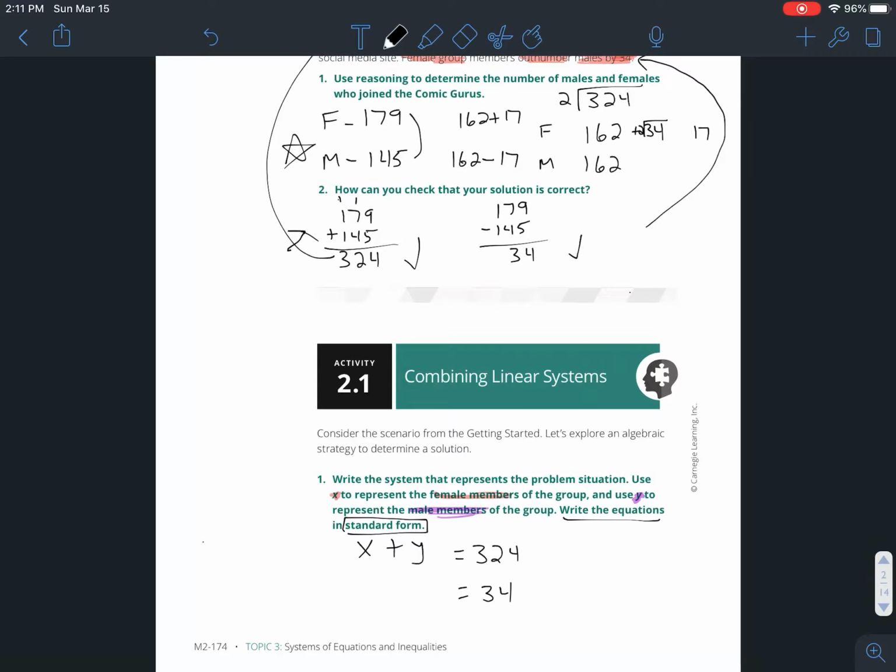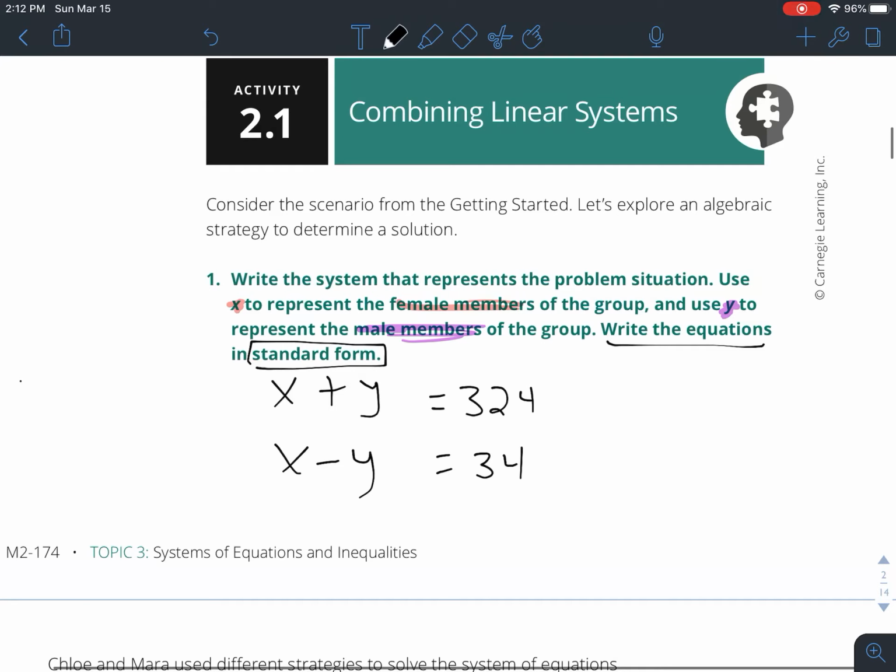We also know how to get 34 by doing what we did up in the top here, where we do X minus Y. That's writing it in standard form right there. That is how you solve problem 1, just like that alone. Pretty simple if you're following along.